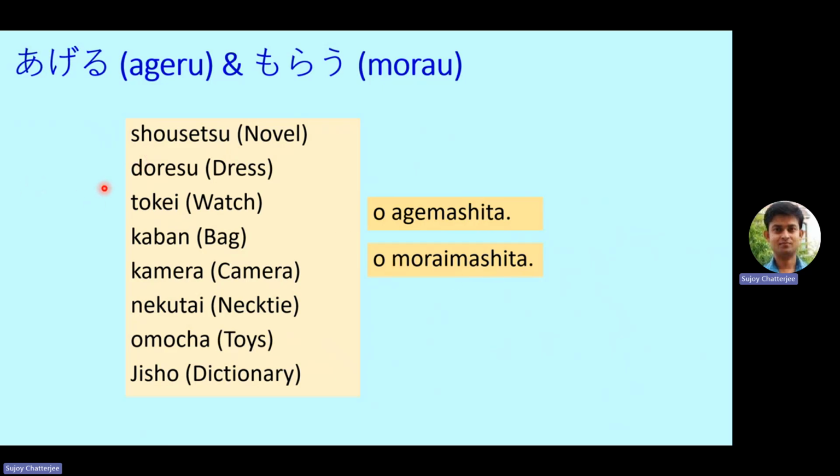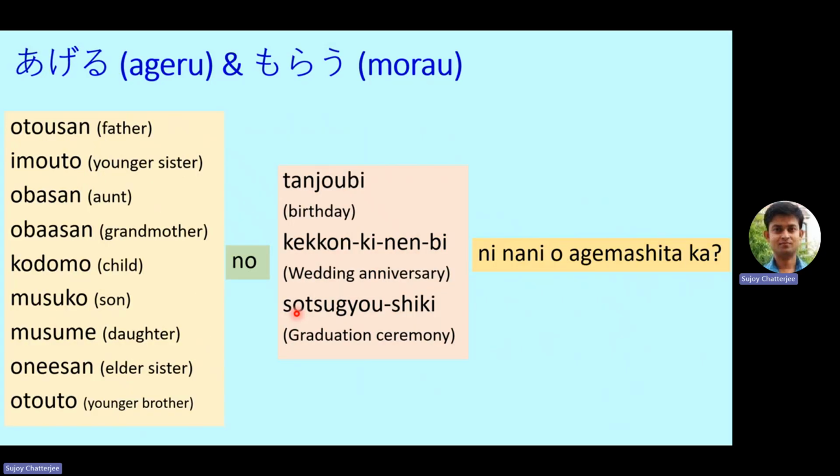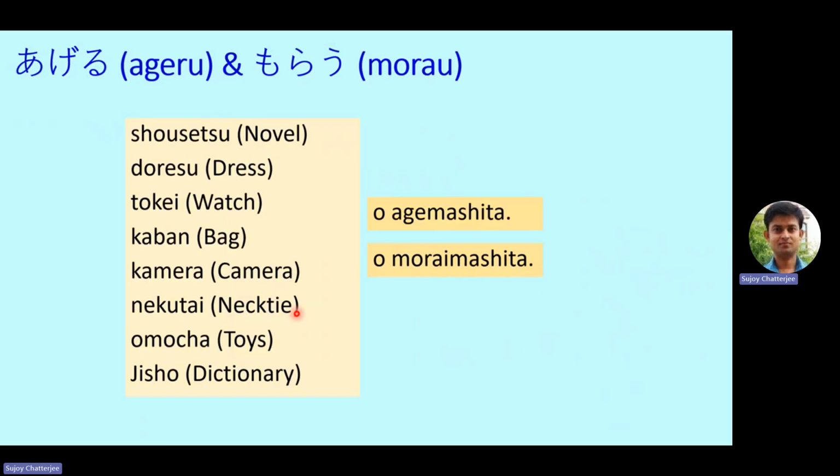Or watashi wa Okasan ni doresu o moraimashita. That means I received a dress from my mother. So Onisan ni tokei o moraimashita. I received a watch from my elder brother. So similarly, you can just frame sentences using this. And in the previous slide, it's the question slide. This is the answer slide. So you can frame as many sentences, as many combinations as possible, so that you can do good practice.